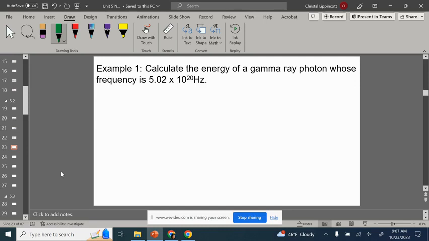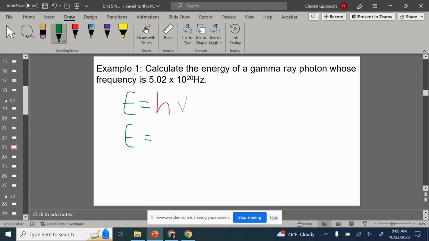All right, so which one of these do I want to use? 1, 2, or 3? Energy, so I would assume the first one. Yep, because we don't have wavelength, we've got frequency. So we want to use the first one. All right. So energy is going to equal Planck's constant times frequency.